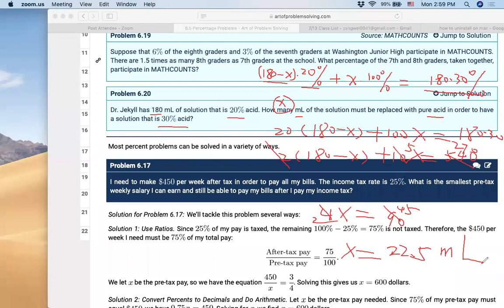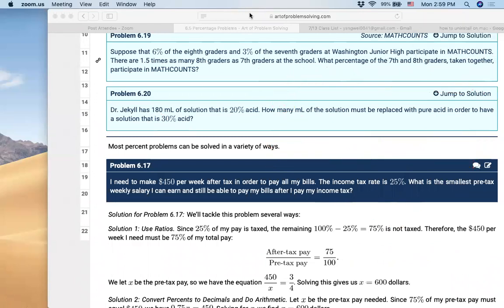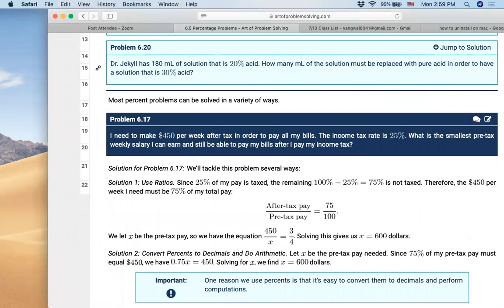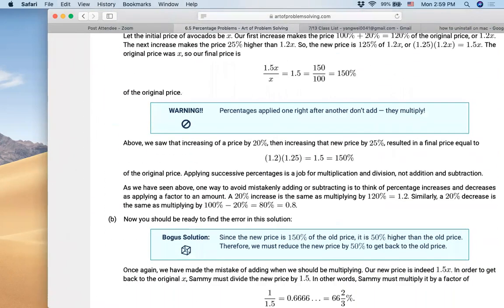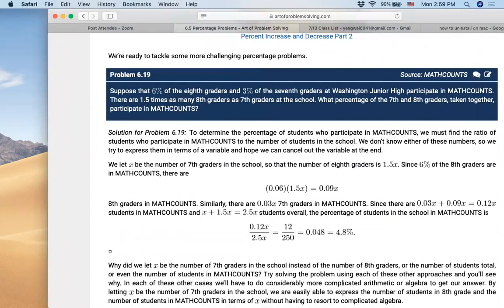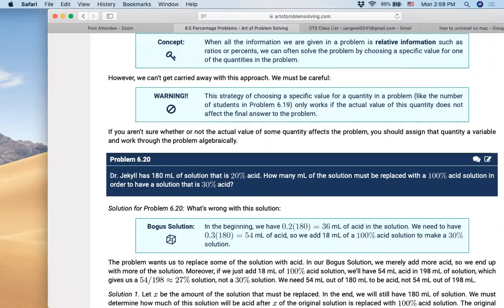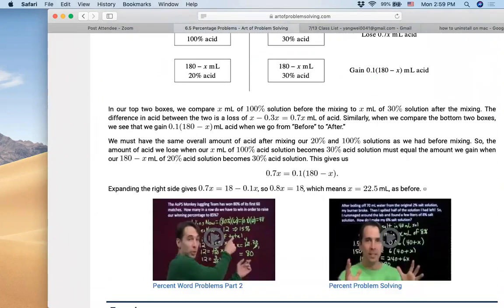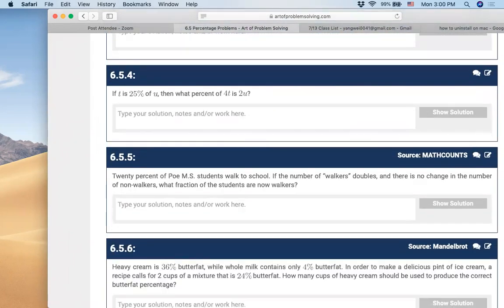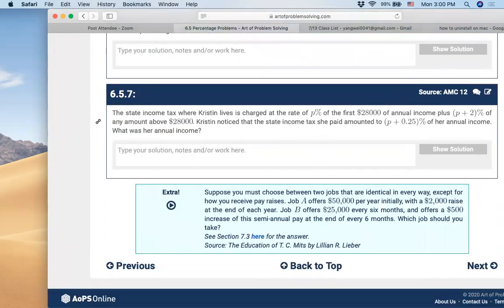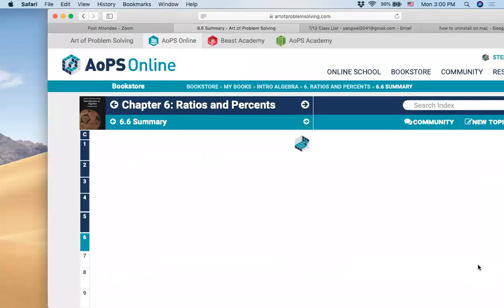So then time is almost up. We already finished this section. So your homework, you also need to finish the exercise behind this section. Now let's see. That will be from 6.5.1 to 6.5.7. Okay, so we can stop here.